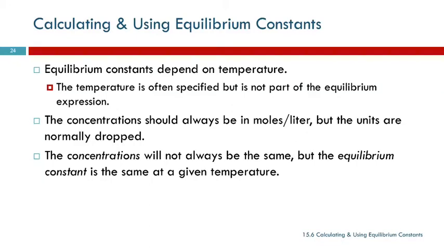So how do we actually find numbers for this? Equilibrium constants are going to depend on the temperature. So the temperature could be specified in the problem or in a description, but it doesn't become part of the equation.